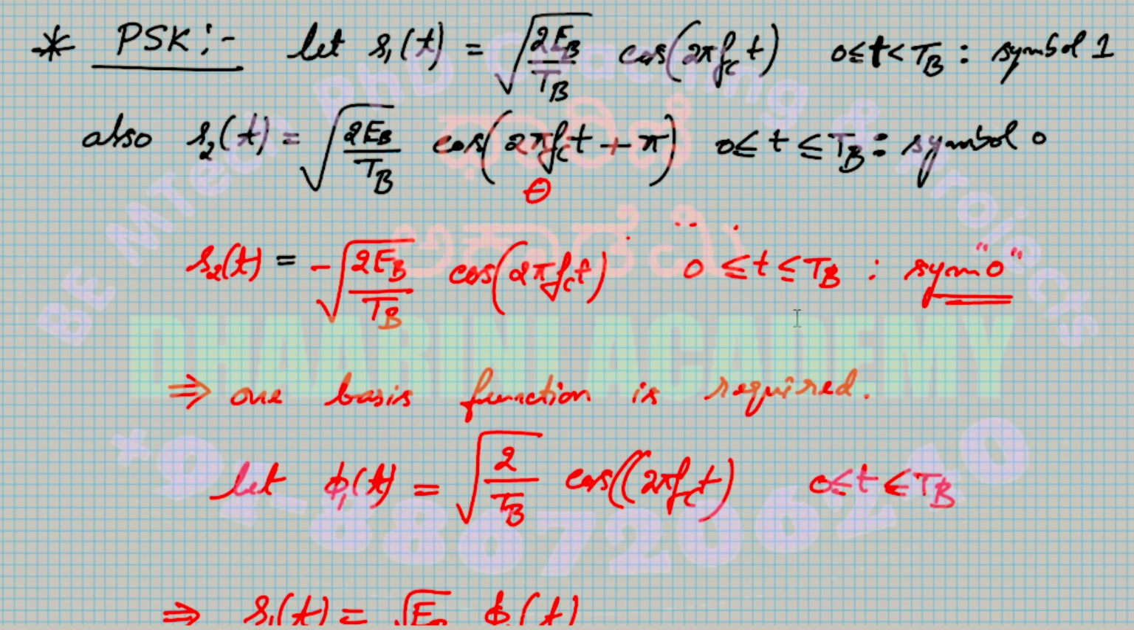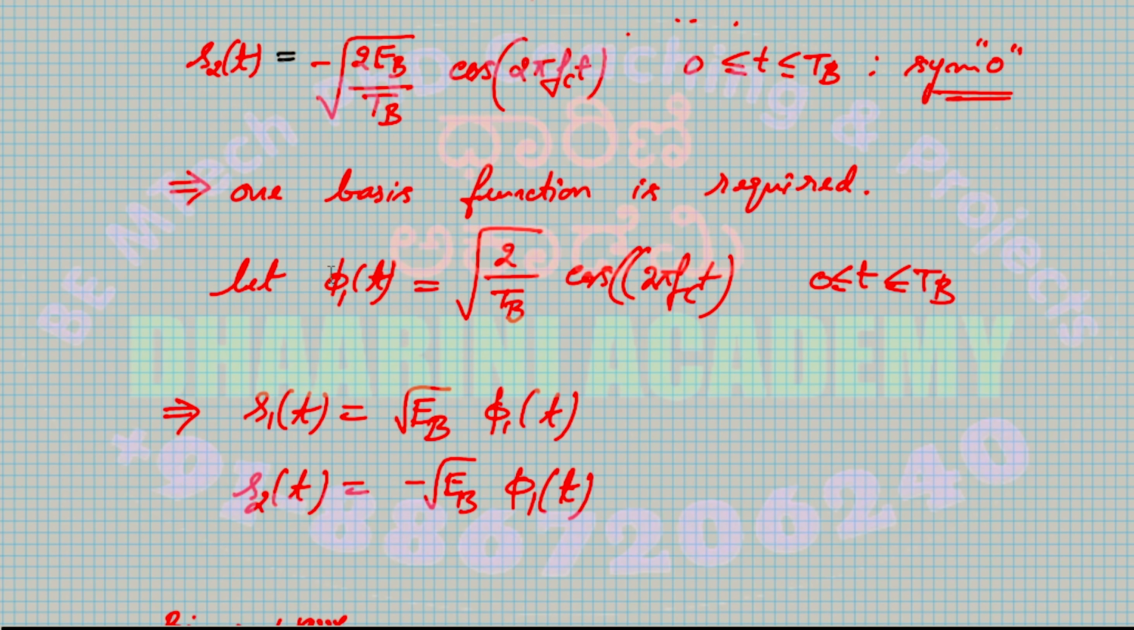That means how many basis functions do I need? I need only one, right? And that single function we call phi1 of t, which is root of 2 by Tb into cos of 2 pi fct. Every time we need to mention 0 less than t less than Tb, because it is going to be sent during that interval.